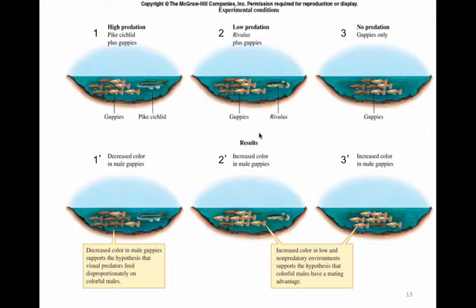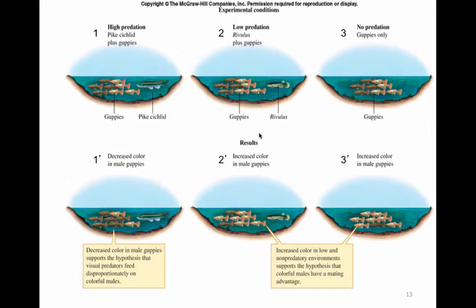In the 2, low predation environment, Rivulus eats the light-colored guppies, but Rivulus eats so few that the proportion of light-colored guppies increases from 4 out of 8 to 6 out of 8 because the females prefer light-colored males. Sexual selection has the largest impact on male color.